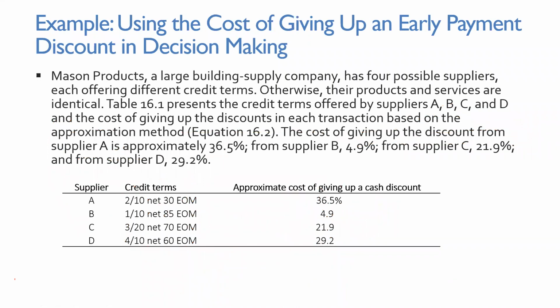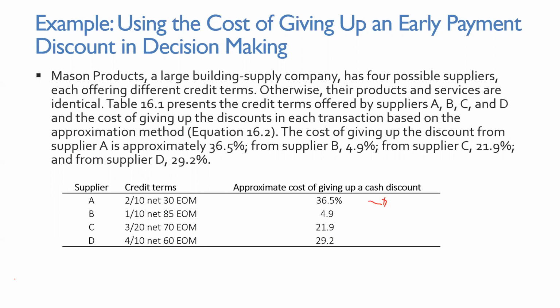So let's have this example. A company has 4 possible suppliers, each offering different credit terms. Otherwise, their products are identical. The table below presents the credit terms offered by suppliers A, B, C, and D, and the cost of giving up discounts in each transaction based on the approximation method that we discussed. Okay. So the cost of giving up the discount for each of the suppliers are like so. So let's try to simulate this.